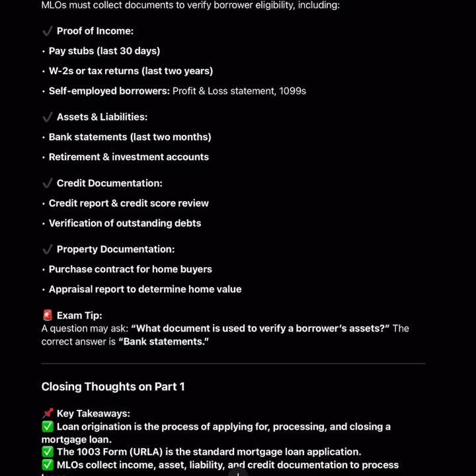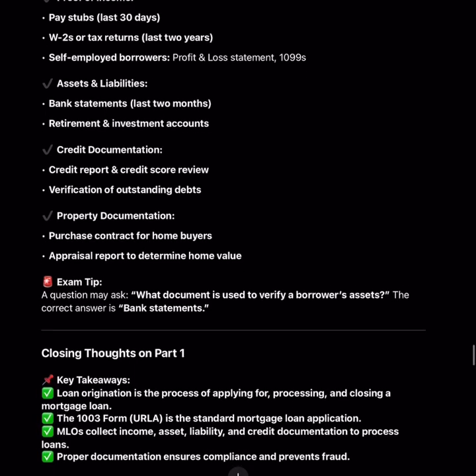Exam tip: a question may ask, what document is used to verify a borrower's assets? The correct answer is bank statements.